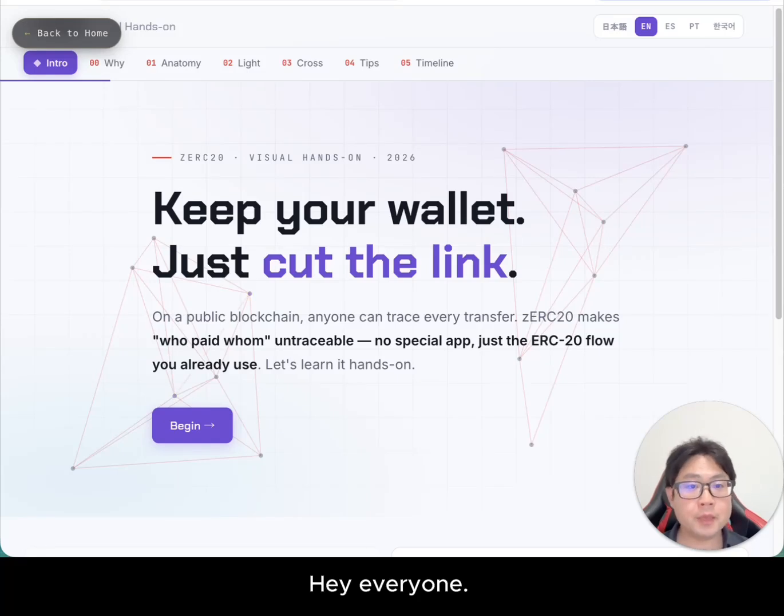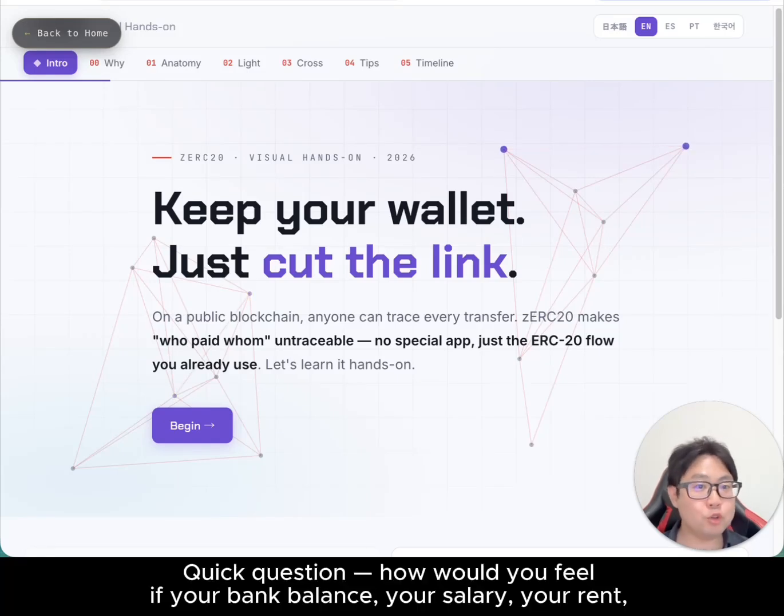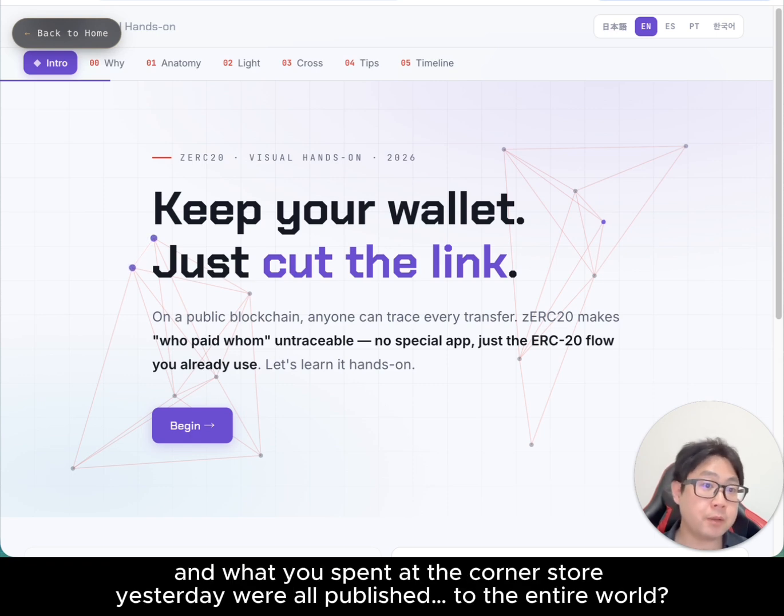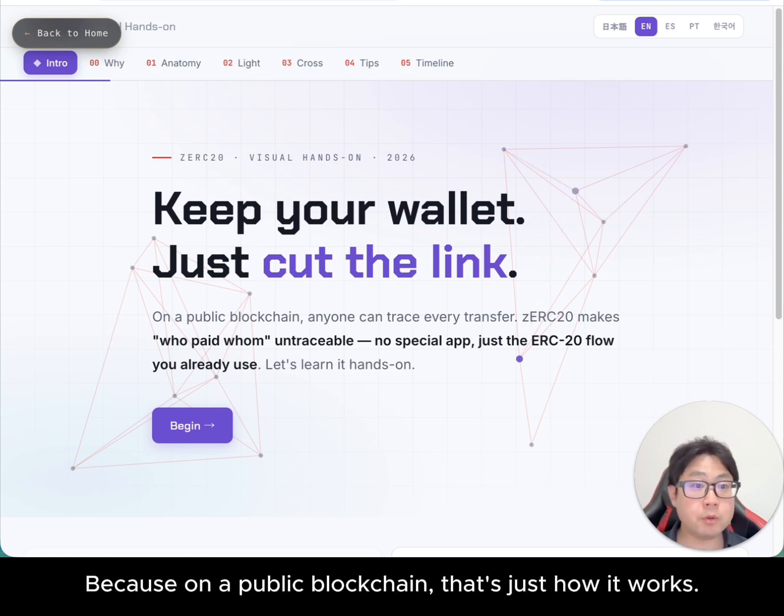Hi everyone. Quick question. How would you feel if your bank balance, your salary, your rent, and what you spent at the corner store yesterday were all published to the entire world? Because on a public blockchain, that's just how it works.